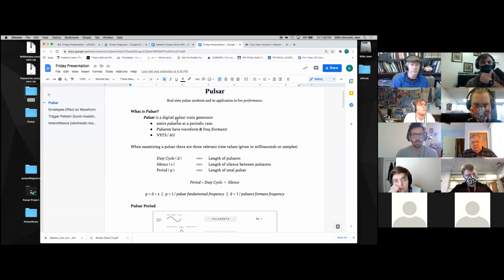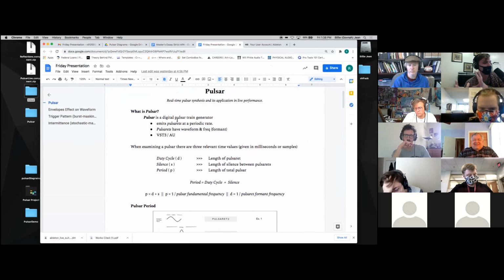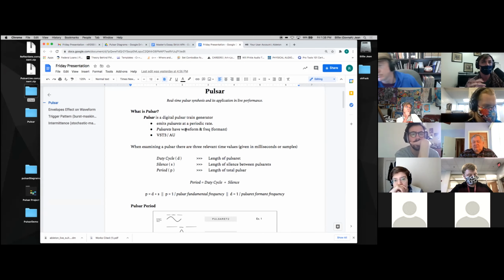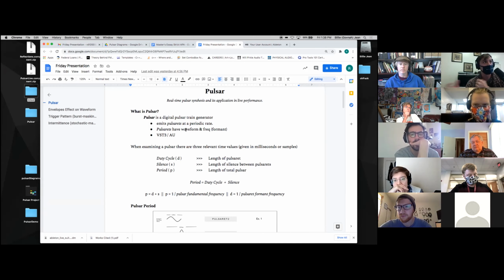So what is Pulsar? It is a digital pulsar train generator. It emits pulsarets at a periodic rate. So if we think of a pulse train, it's that impulse that has an infinite spectrum, right? Well, instead of having an infinite spectrum or attempting to emulate an infinite spectrum, what if it's the spectrum of a triangle wave or of a square wave or a sawtooth wave or whatever waveform you might use with Serum or Massive? That is a really fun thing to play with, to not have it limited to just that infinite bandwidth.